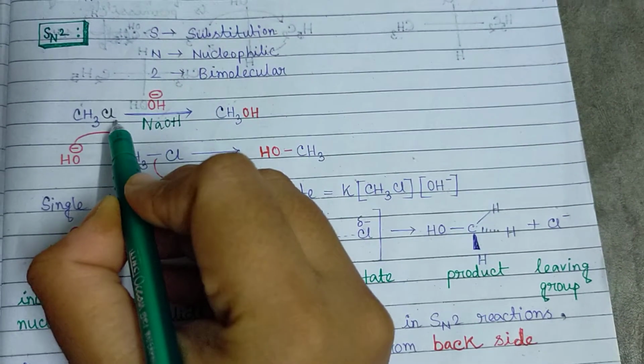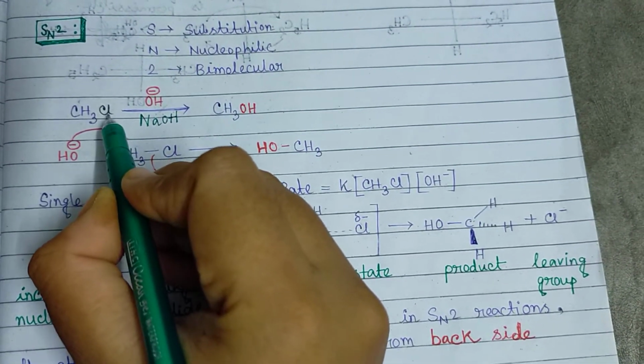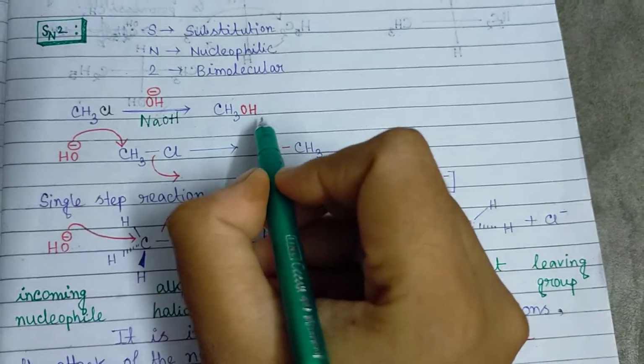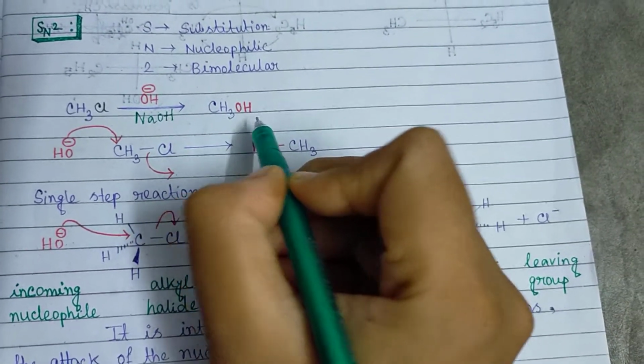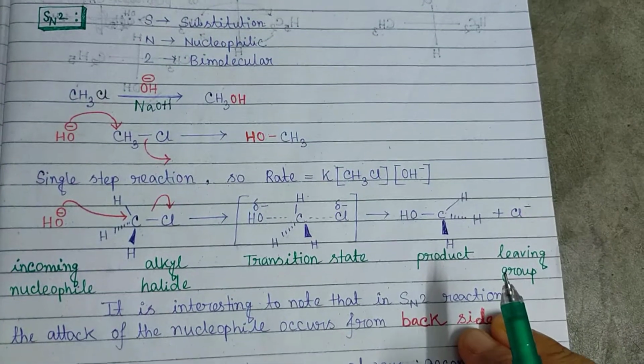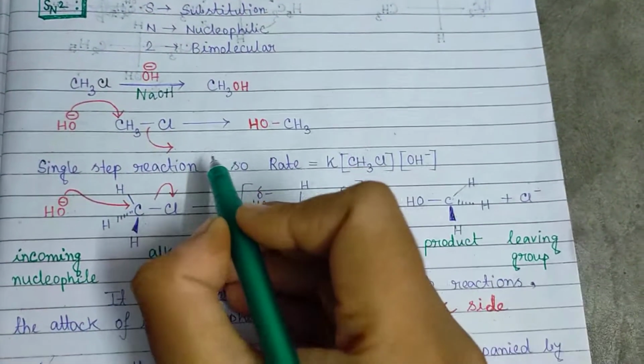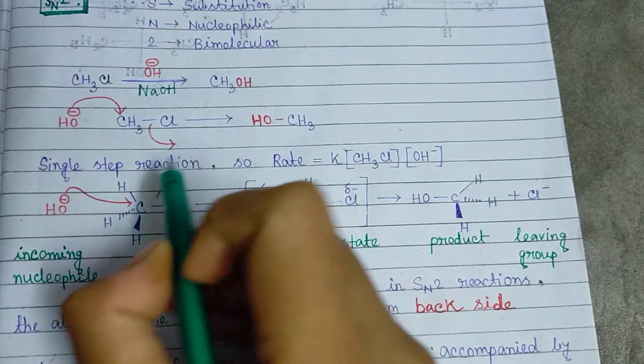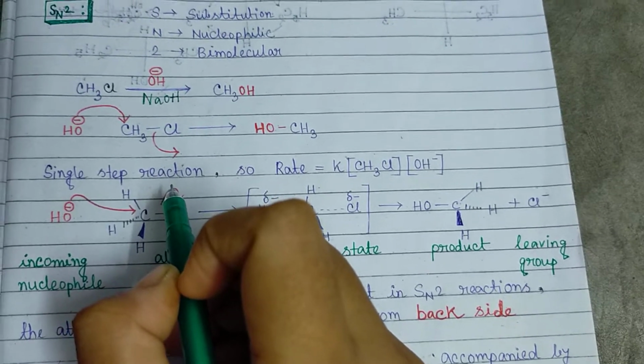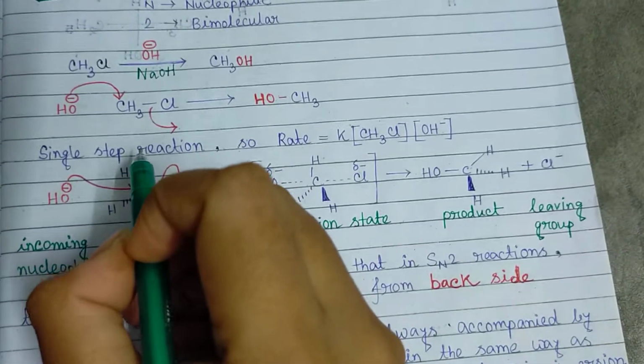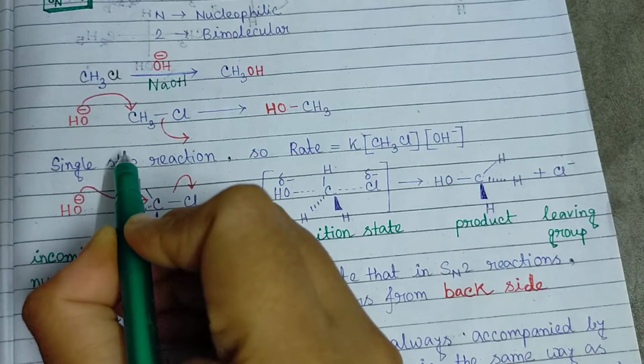So we can see that the chlorine has been replaced or substituted by the OH group. So it is nucleophilic substitution. But why SN2 or bimolecular? We have to understand that by the mechanism. So let us see the mechanism.